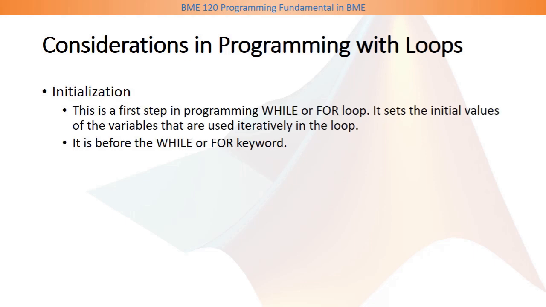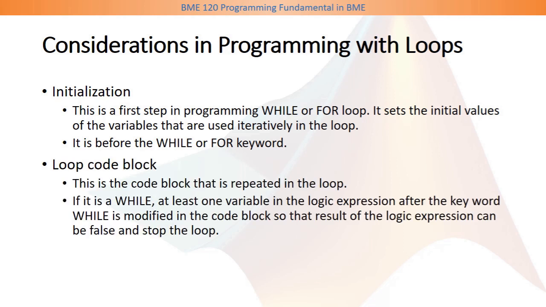A while or for loop needs initialization before the start of the loop. It sets the initial values of the iterative variables that use their values from previous iterations in the current iteration. A for loop has an intrinsic initialization step in the expression after the for keyword. It only initializes one iterative variable in the expression. If a for loop has more than one iterative variable, the rest of the variables need initialization.